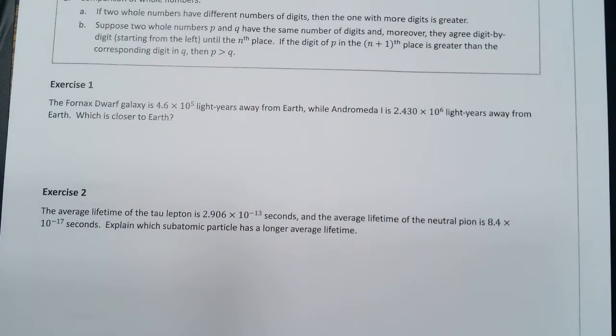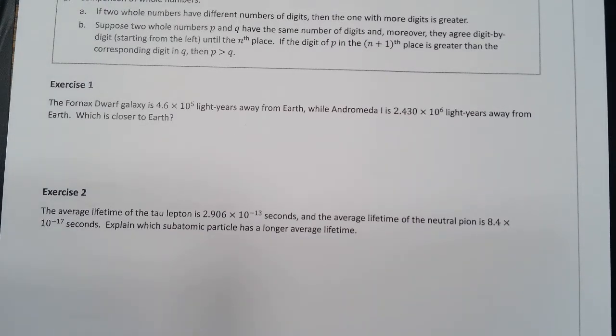Exercise 1 says the Fornax dwarf galaxy is 4.6 times 10 to the 5th light years away from Earth, while Andromeda is 2.430 times 10 to the 6th light years away from Earth. Which one is closer to Earth? So which one is closer? I'm going to do it both ways for you.